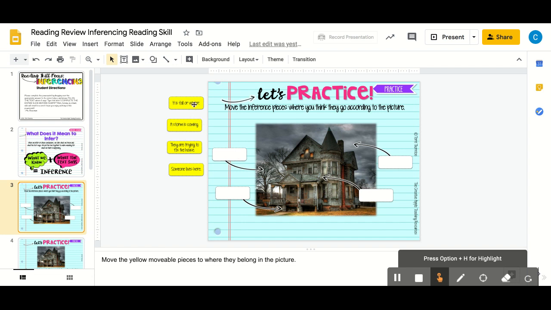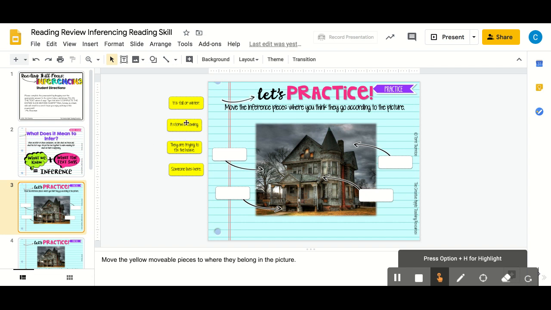It is fall or winter. A storm is coming. They are trying to fix the house, and someone lives here. So which one of these makes you infer that? Which one makes you infer that a storm is coming? Let's see, is it the trees? Is it the cinder blocks underneath the house? Is it this DirecTV little dish here? Or is it the weather and the clouds?